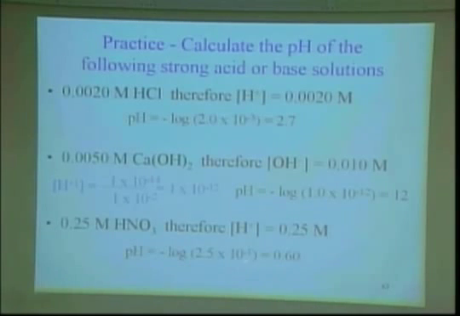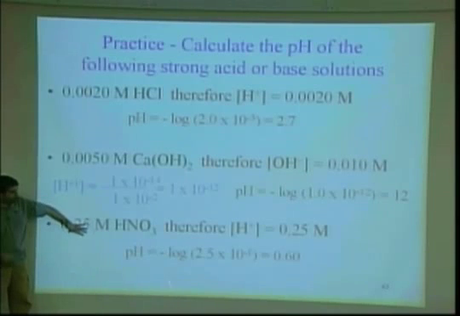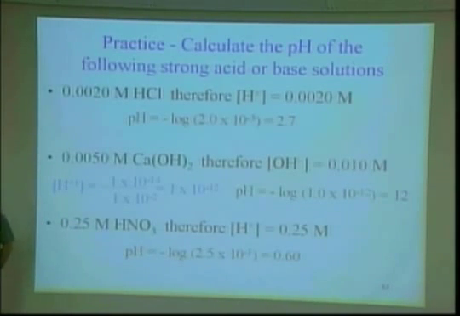0.25 molar nitric acid. That means our concentration of hydrogen is going to be 0.25. Negative log of 0.25 is going to be 0.60. That's a really low pH, right? But it's still greater than 0, so it's still on the scale. It's just really small. So it's pretty strong. Okay, questions about that?